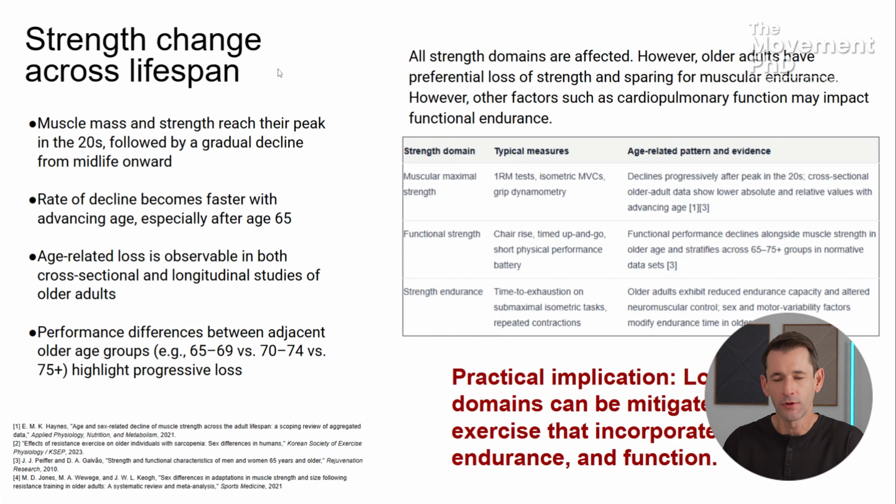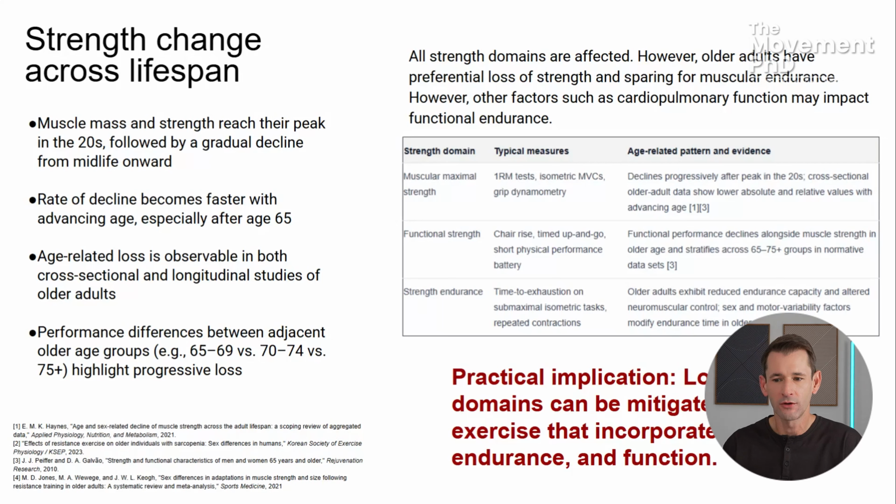Let us talk briefly about strength change across the lifespan. Muscle mass and strength reach their peak in the 20s, a little bit younger for female, a little bit older for male, and it's followed by a gradual decline from midlife on. Again, these are studies looking at untrained individuals.